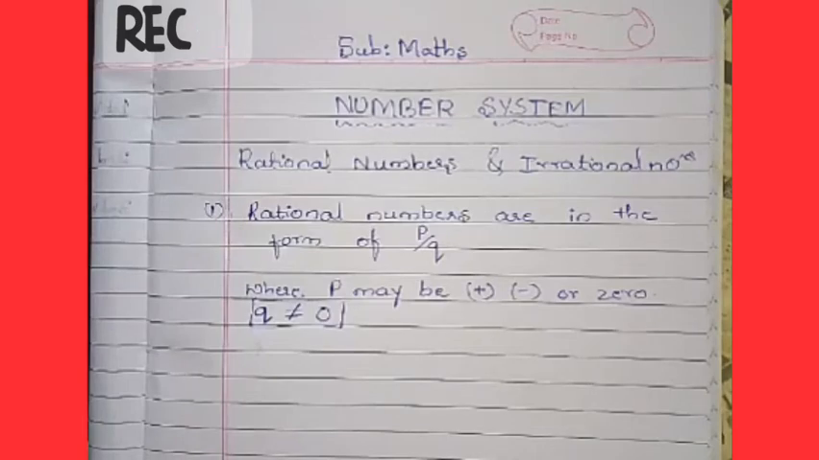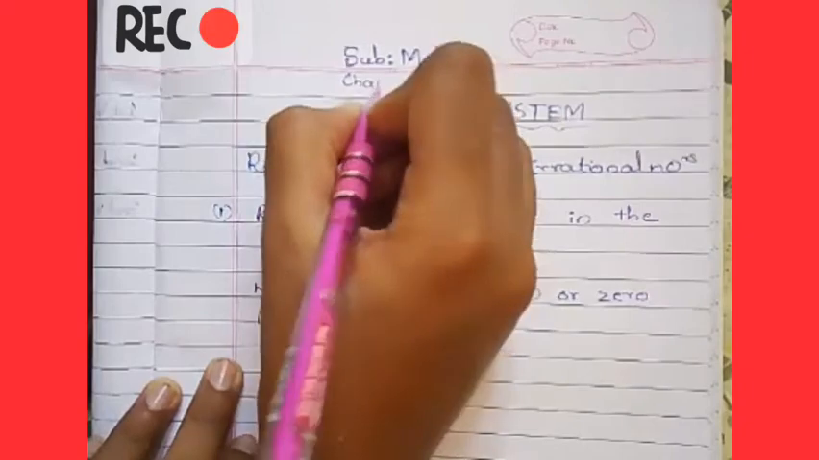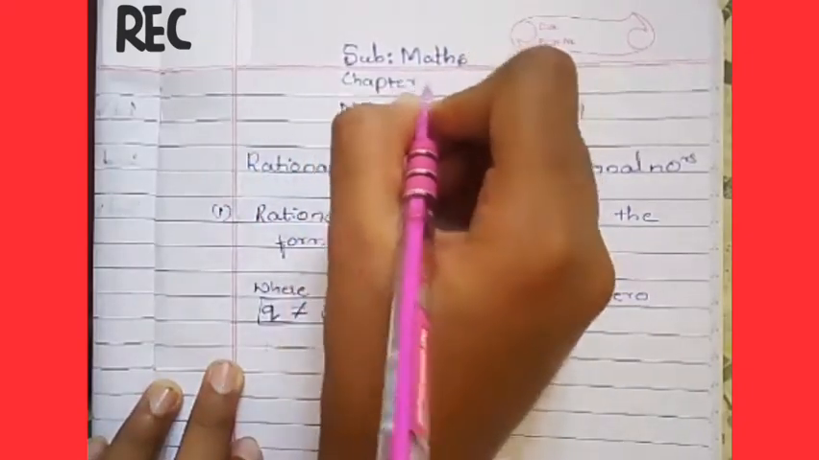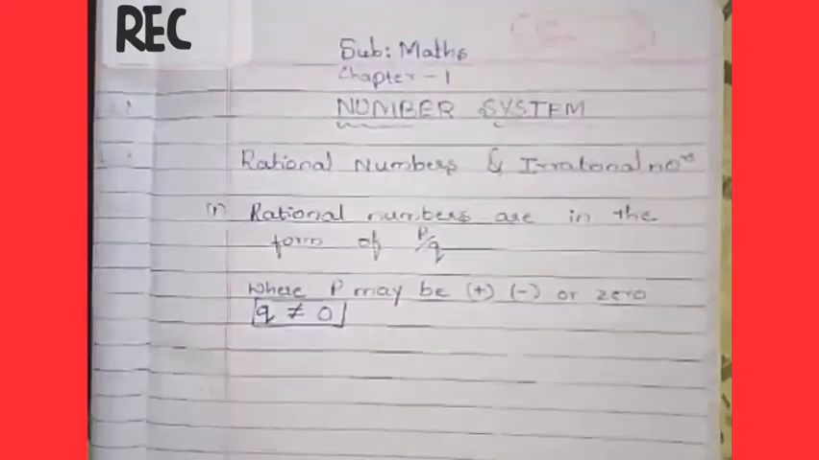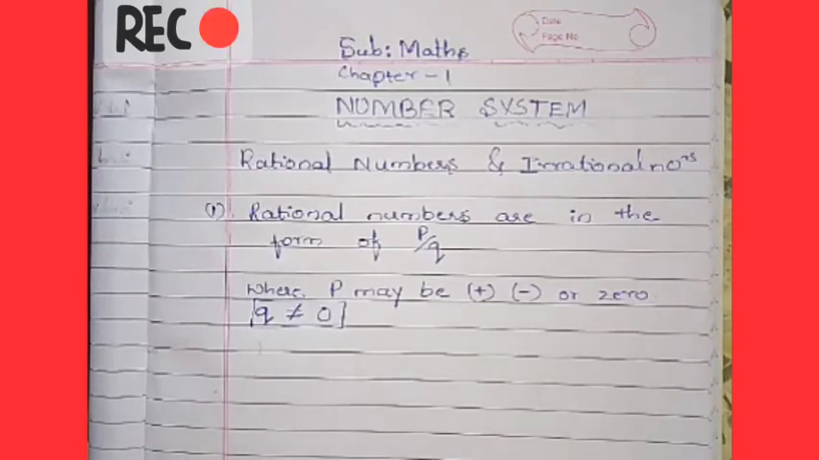Today we are going to learn about chapter number 1 of 9th standard, that is number system. Okay, so what are we going to learn? We are going to learn chapter number 1 of 9th standard, that is number system. So let's recall what are rational numbers and irrational numbers.